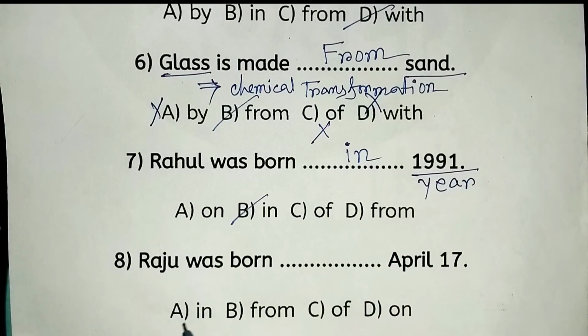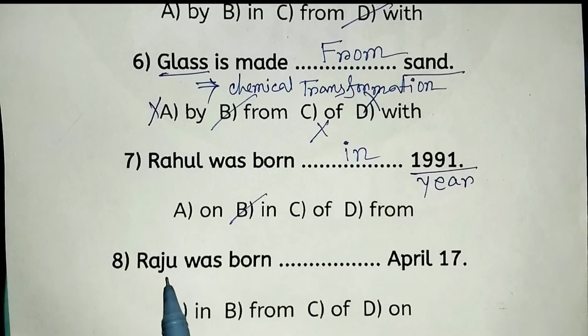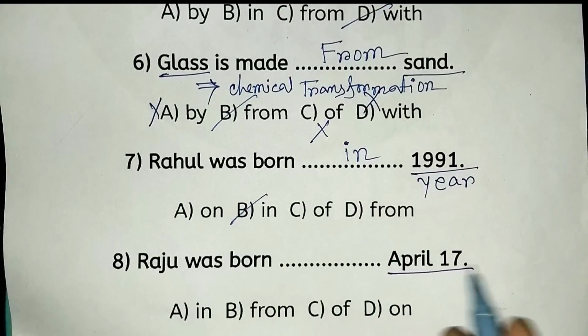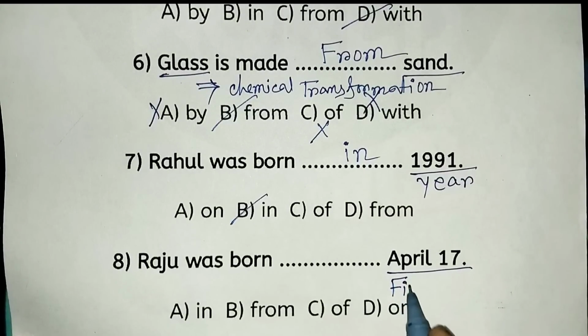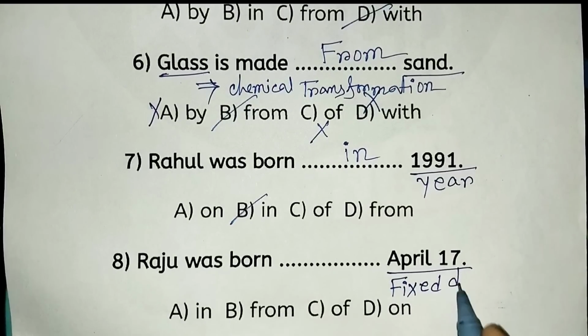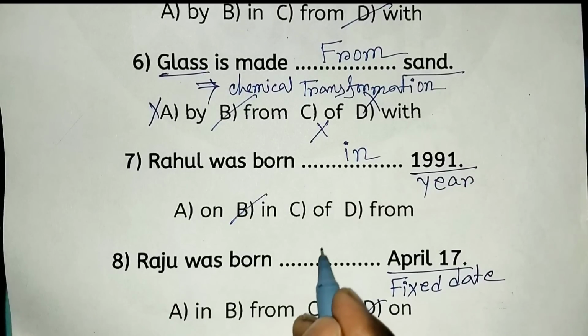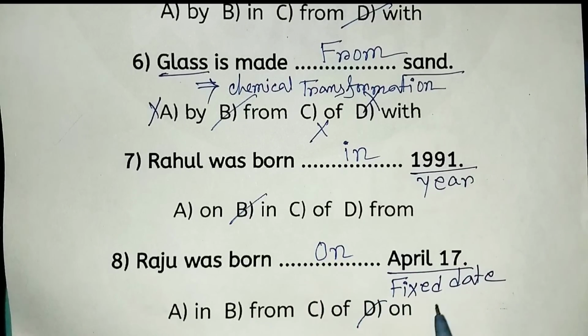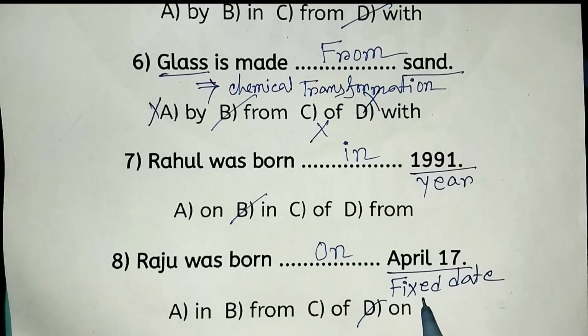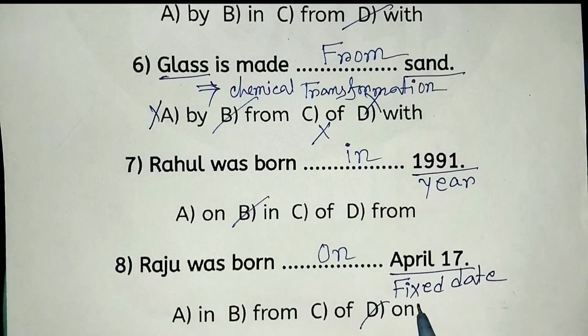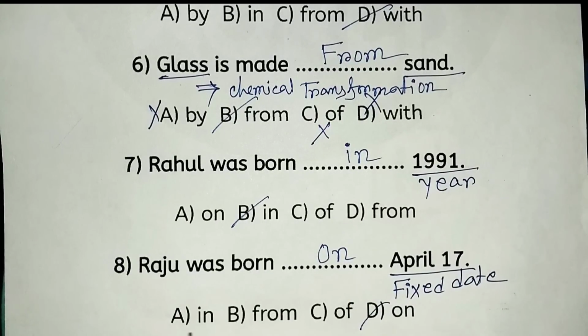Next is the same. Raju was born dash April 17. So look, it is a fixed date. Okay, then we have to use on. When there is any fixed date, then you have to use on, not in. Okay.